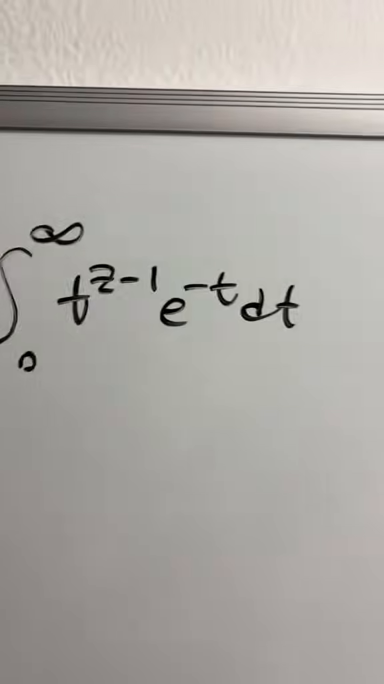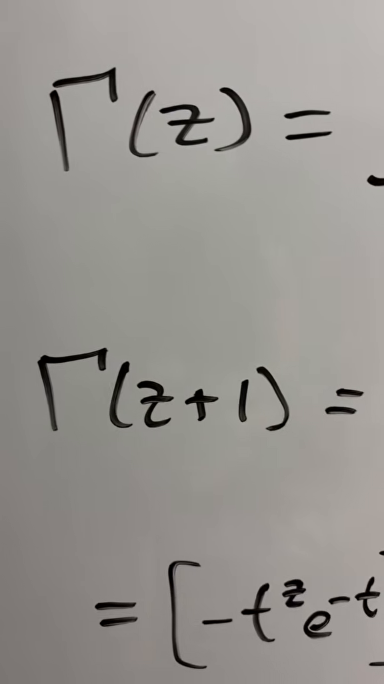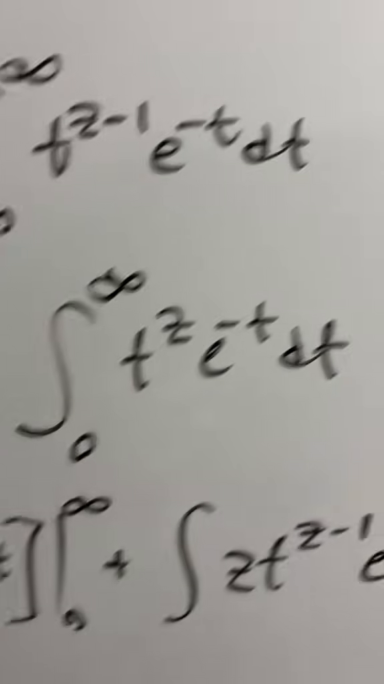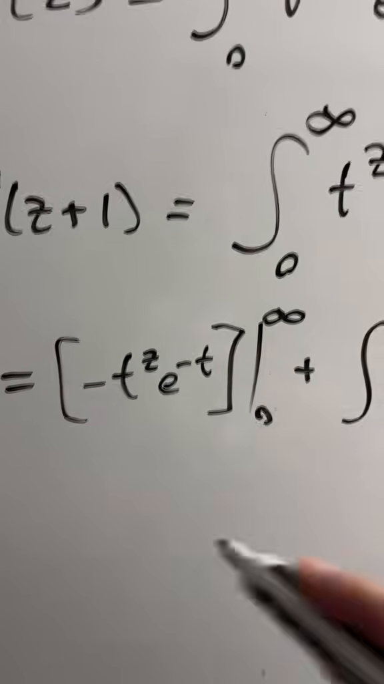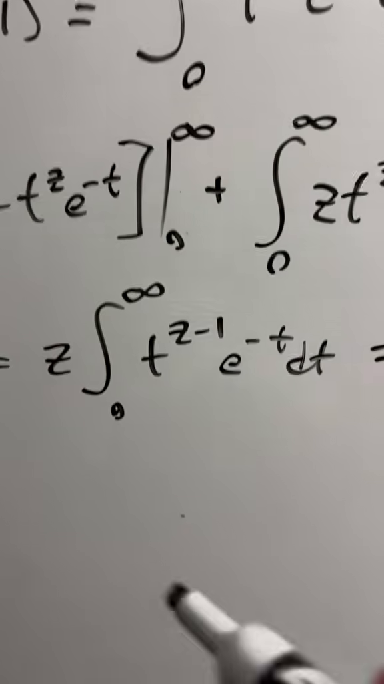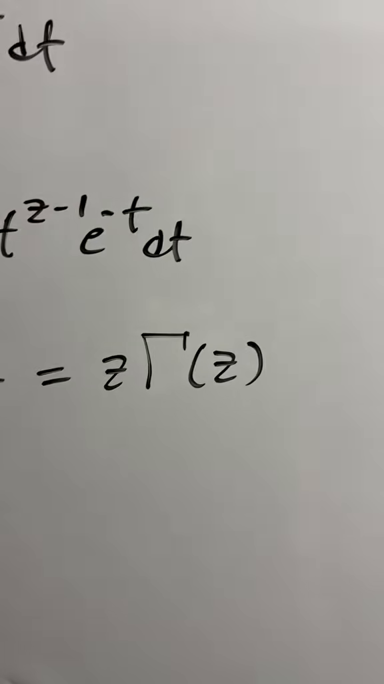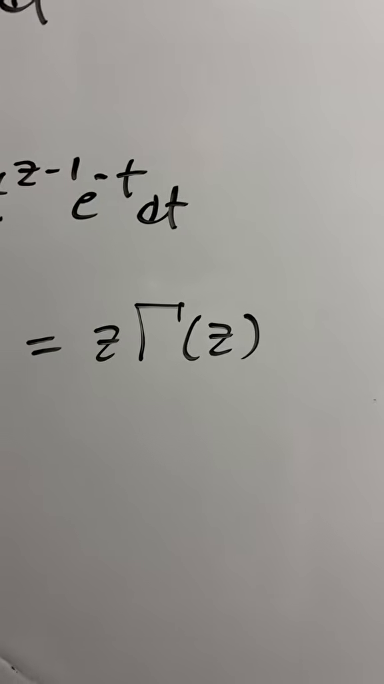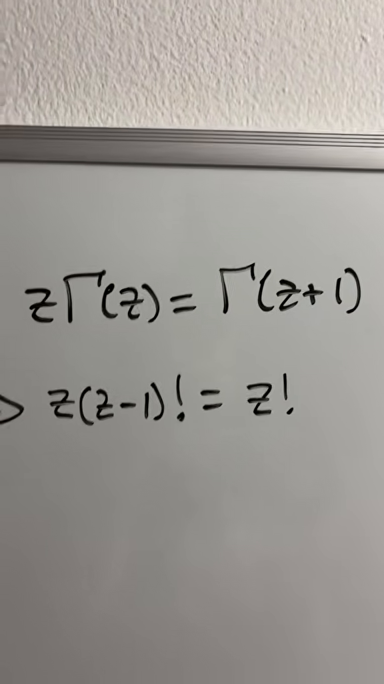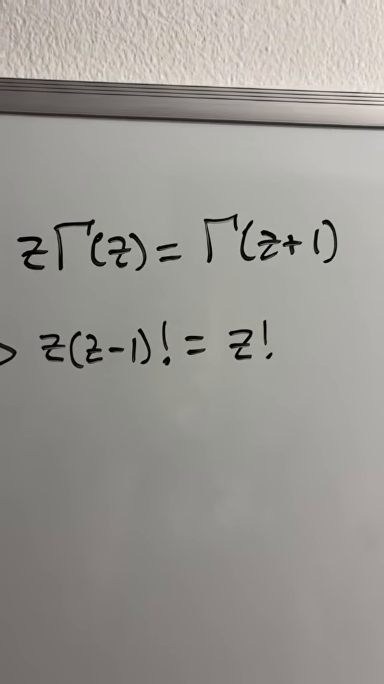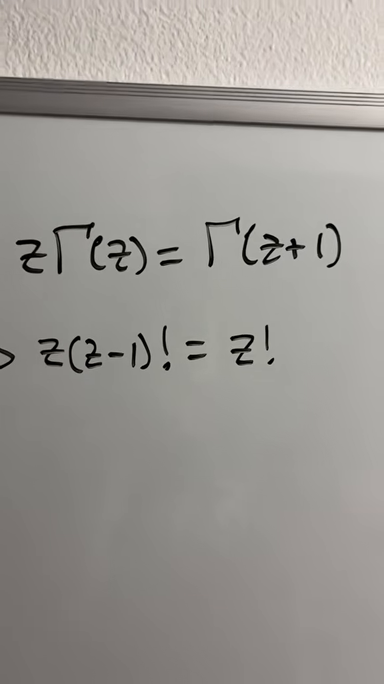Remember the gamma function? Something that's interesting is if we take gamma of z plus 1, we can perform integration by parts to get here. And because of the bounds of integration, this term goes to 0. So when we pull out this z term, we find that gamma of z plus 1 is just z times gamma of z. This of course makes sense because if we think of gamma as a factorial, then z times z minus 1 factorial is equal to z factorial.